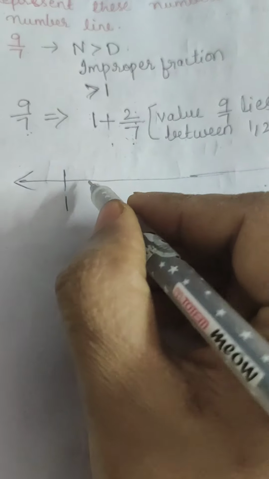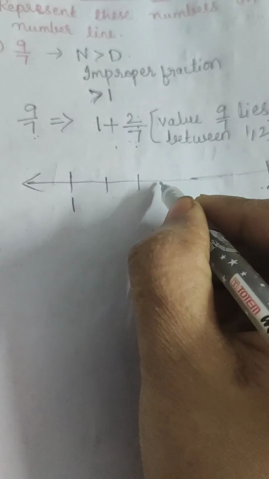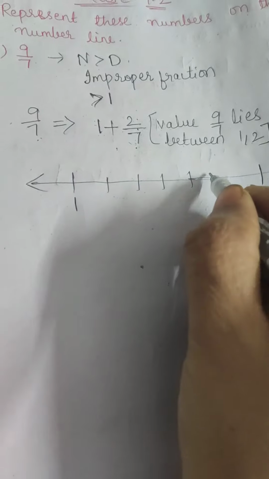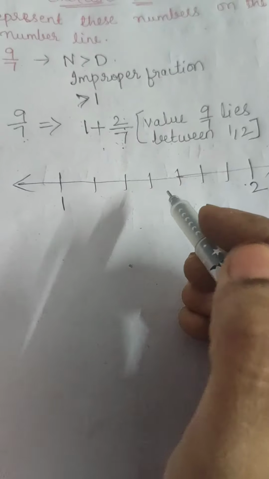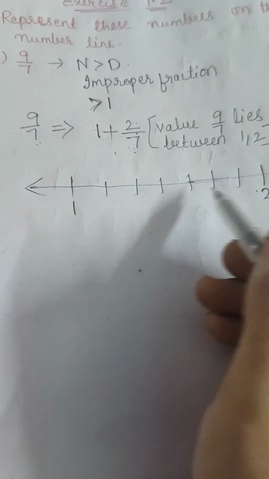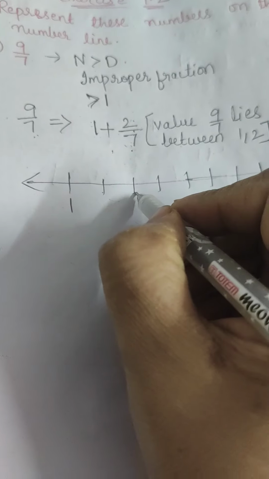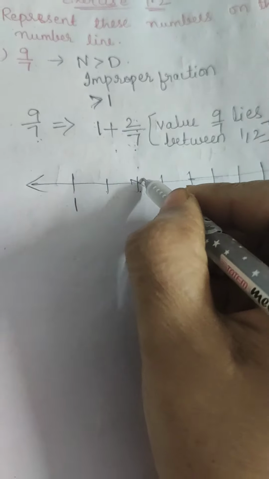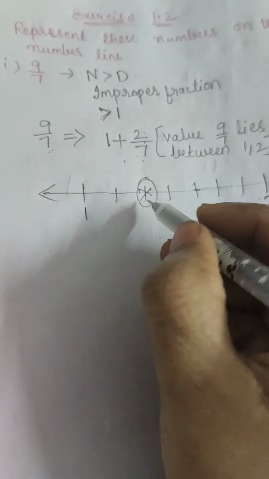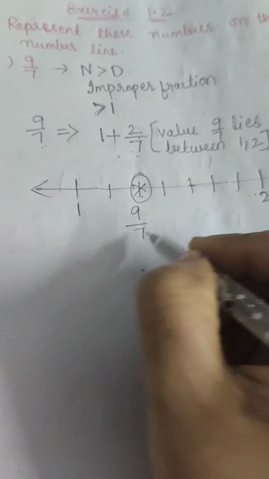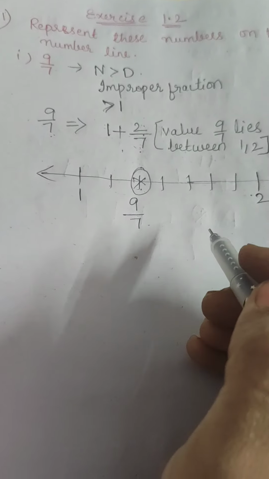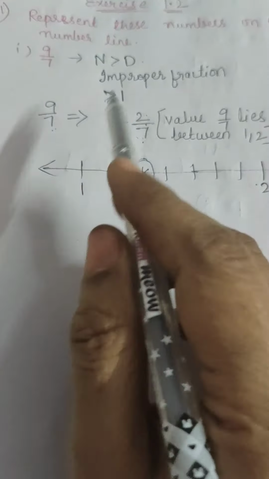Now we will see 1, 2, 3, 4, 5, 6 and 7 parts. In this we should take the second part, that is 1 and 2 by 7. This point is 9 by 7. Understood? This is the way we do improper fractions.